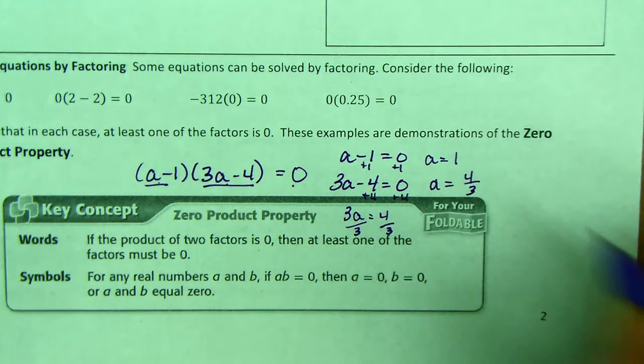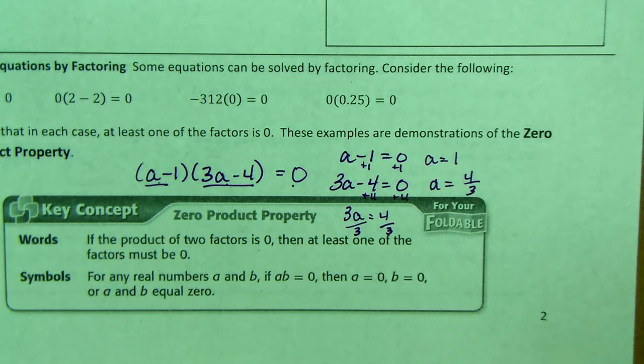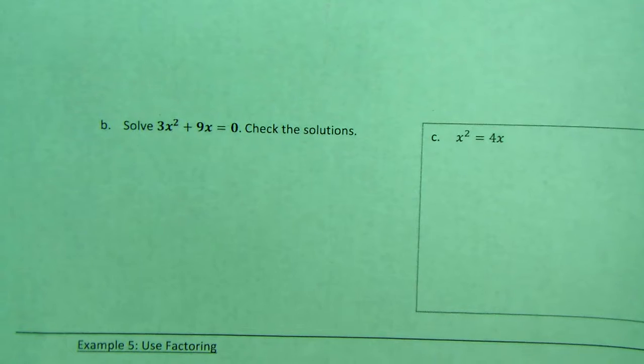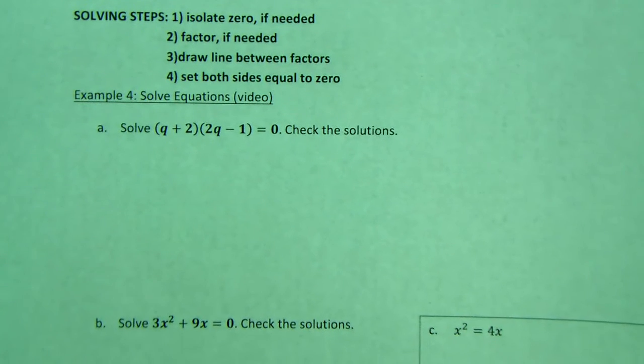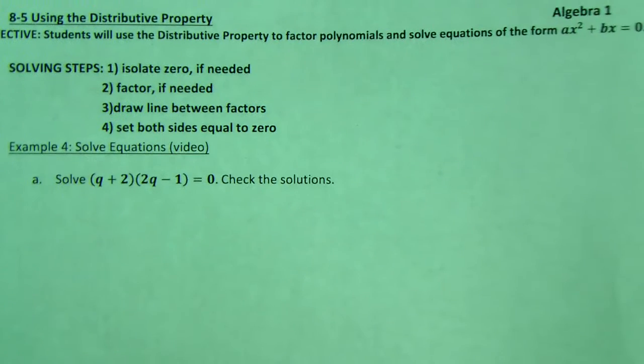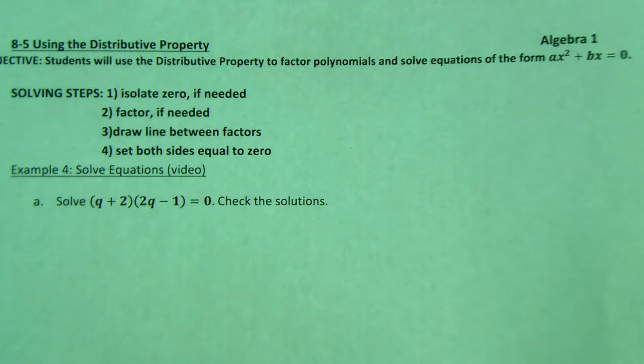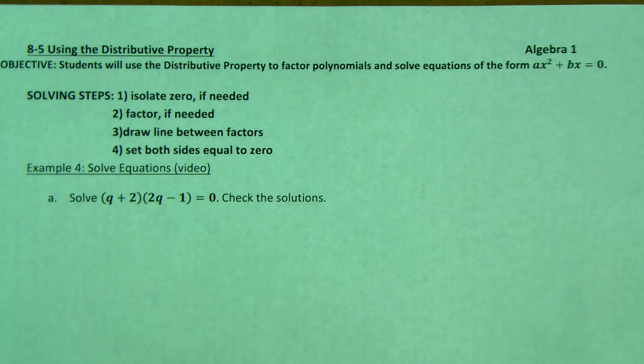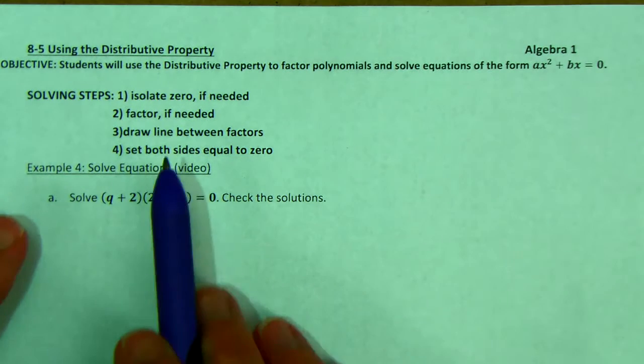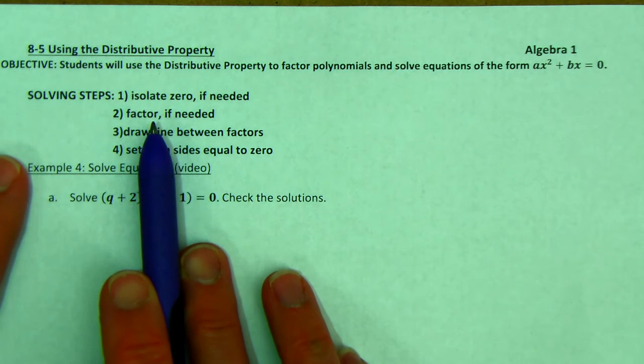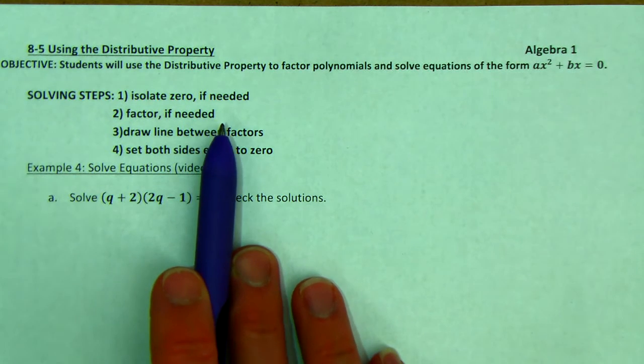Let's go to the second page of our notes. We're still going to factor using the stuff we did yesterday by grouping, but what we are going to add on to that is that they will be equal to 0, and we will set each factor equal to 0. So here are your solving steps. Isolate if needed, meaning get 0. Solve for 0. Factor if needed. This one's already factored for us. Draw a line between the factors.